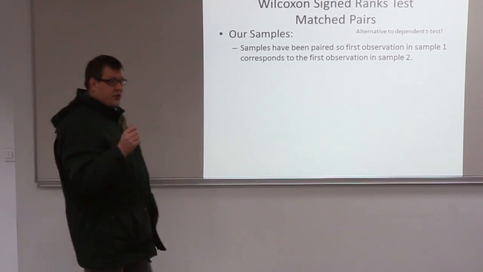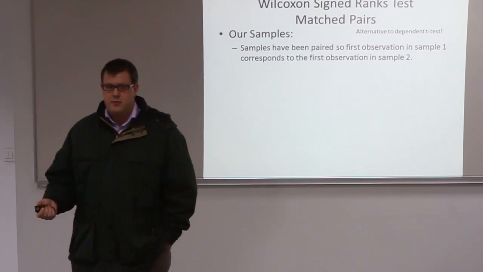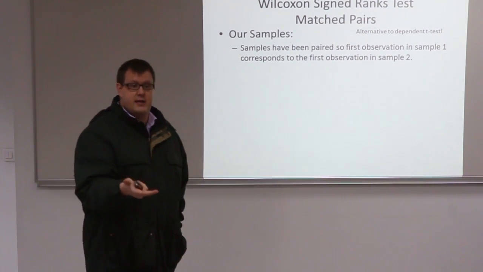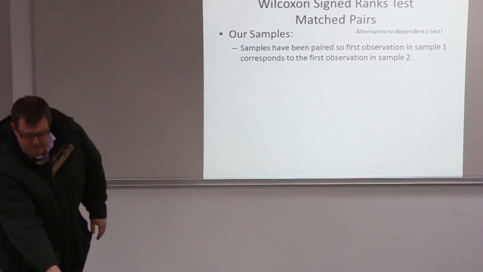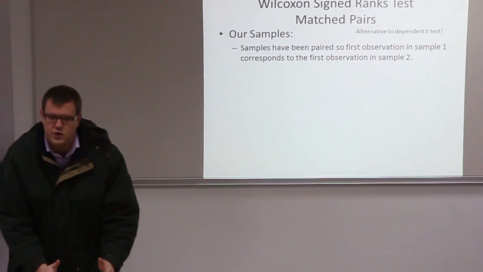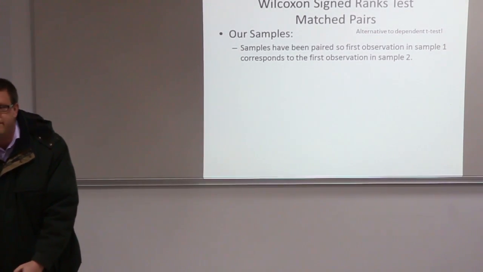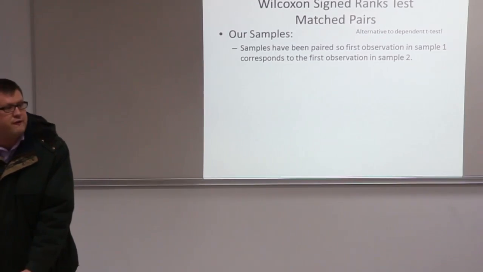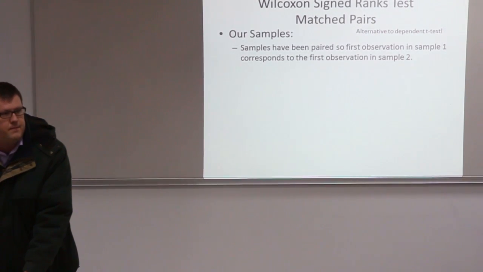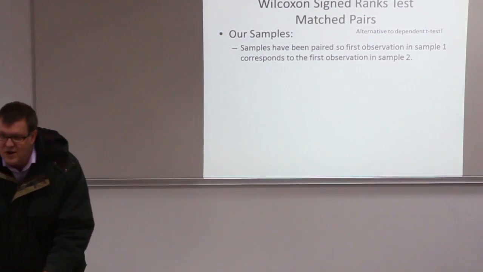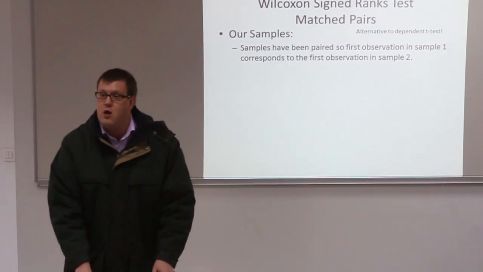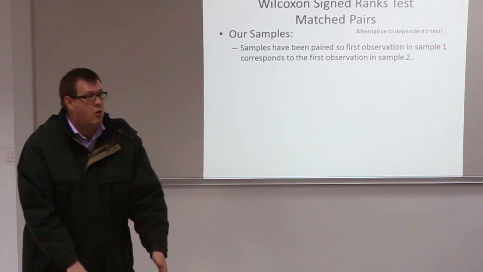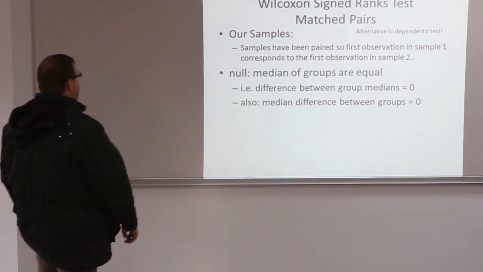Okay, let's move on to our alternative to the dependent t-test. Our paired t-test, right? With the paired t-tests, we had our samples set up in such a way so that the first observation in the first sample was paired with the first observation in the second sample, right? So we're going to want to have our data set up in the same way. So if we're setting up a sample 1 and sample 2, make sure that you have the pairs in the same order so it knows which ones should be paired together.